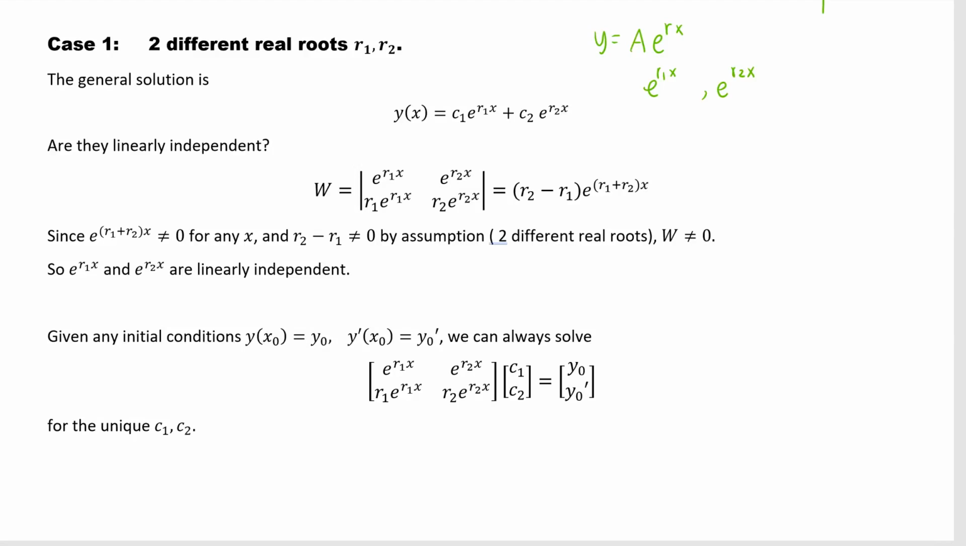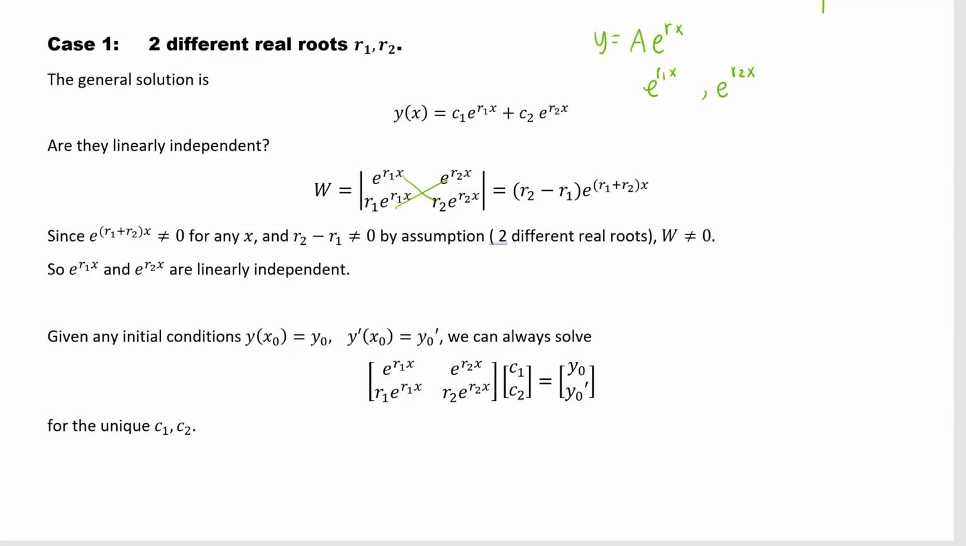So let's check whether these 2 solutions are linearly independent. How do we do that? We just said last time, we check the Wronskian. For the Wronskian, you first put down the 2 solutions, e to the r1x and e to the r2x. In the second row, you take the derivative of those, so we have r1 e to the r1x and r2 e to the r2x. Cross multiply: this times this, subtract this times this.